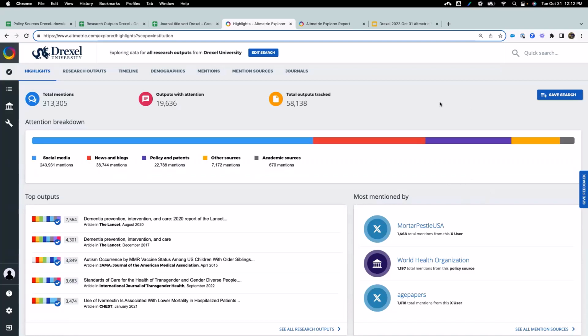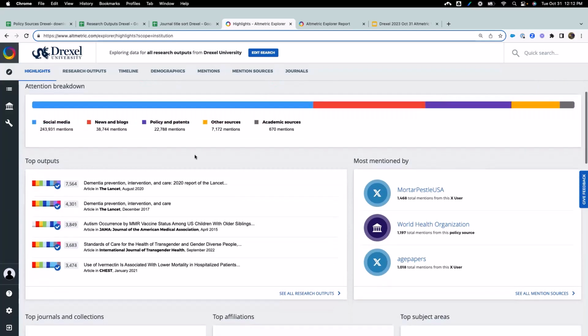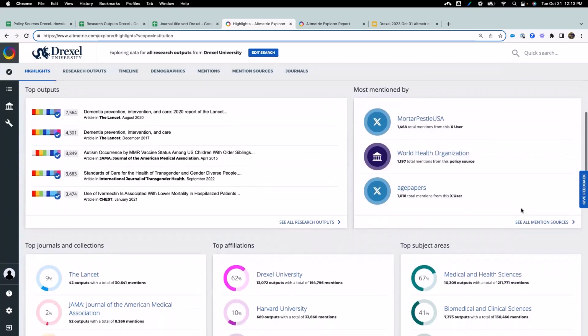So you can drill down into that really quickly, or you can look at a variety of other different things. So on this main overview page here, you have the attention breakdown. You can also see the research overall that's had the highest scores. And every time you see a little check mark, that means that this is research that's verified, that is related to Drexel. And you can see who has paid the most attention to Drexel. Mortar Pestle USA, this particular X user has made 1,468 mentions of research related to Drexel.